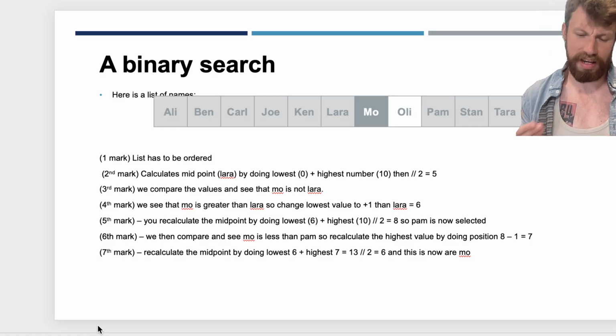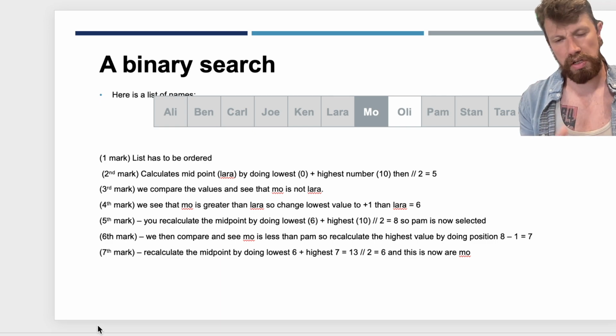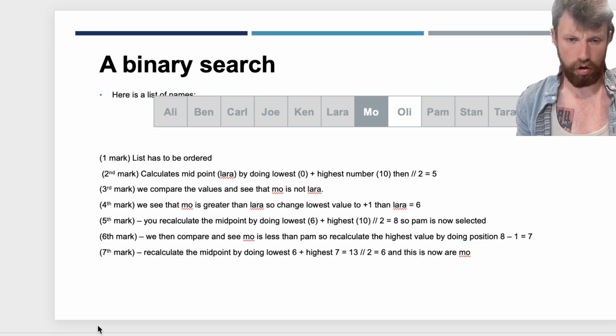Remember, this returns the integer. It completely forgets about the decimal part. It does not round up. That's what I see a lot of people do. Position 6 is Mo, so this is the correct answer.